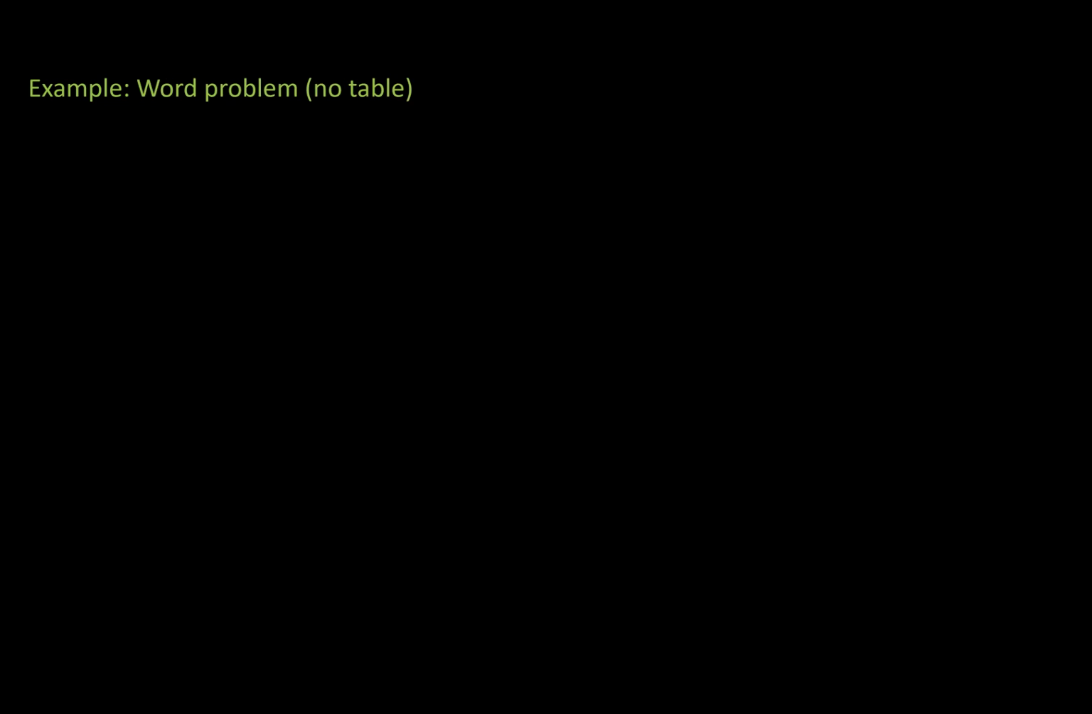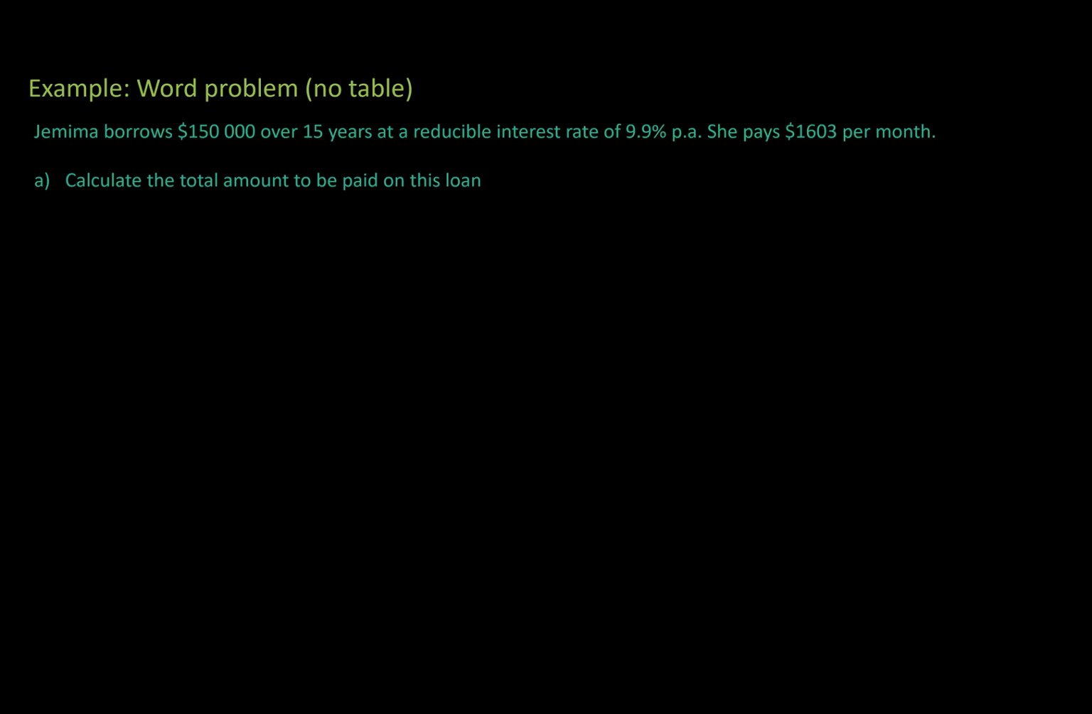And then a lot of time you might just get a word problem with no table, and then you just have to find the information that's important to the question. So Jemima borrows $150,000 over 15 years at a reducible interest rate of 9.9% per annum. She pays $1,603 per month. Calculate the total amount to be paid on this loan.